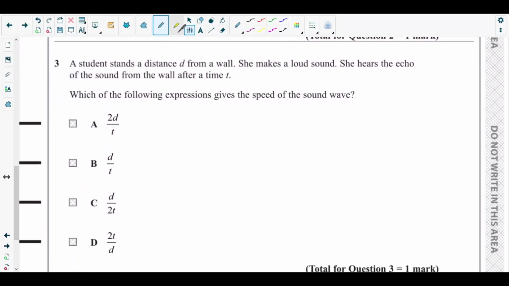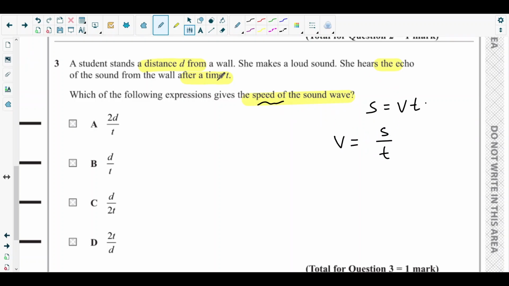A student stands a distance d from a wall. She makes a loud sound. She hears the echo of the sound from the wall after a time t. Which of the following expressions gives the speed of the sound wave? So we know that the formula for distance s equals v times t, right? They asked for the speed of the sound wave, so v equals s over t.